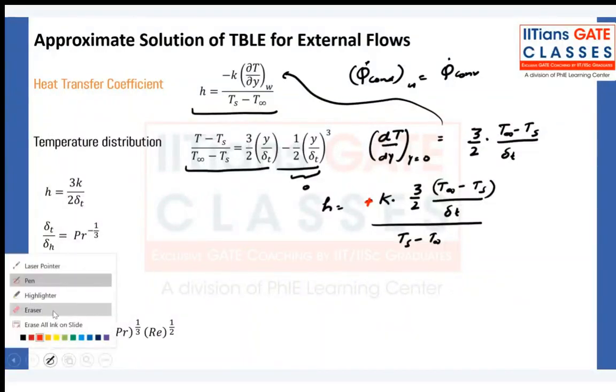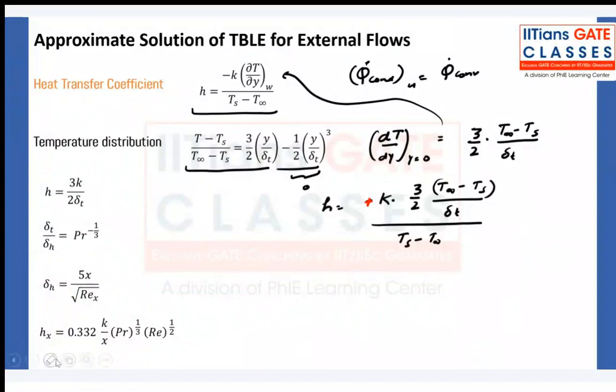What I'm going to do, yeah, eraser. So let me swap this Ts and T infinity. So this and this will get cancelled, and you will have 3 by 2 k upon thermal boundary layer.